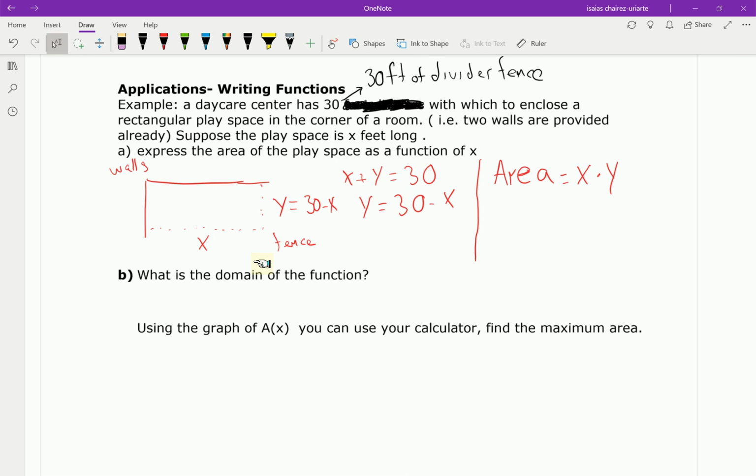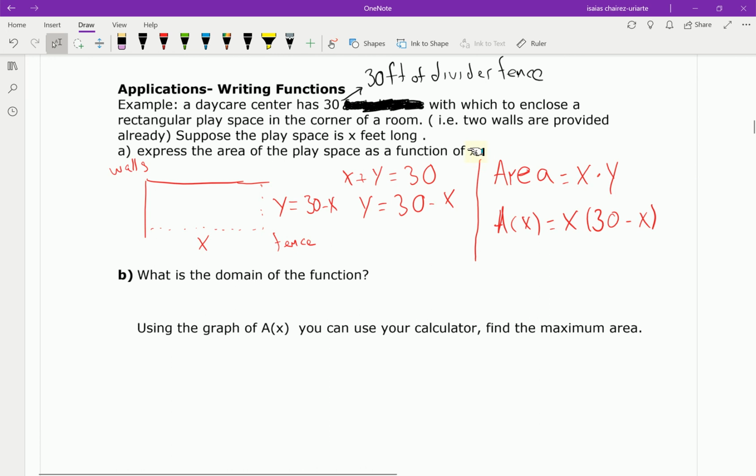But I don't want to just say x times y. Right now for part A, we wanted to express the area as a function of just x, not x and y. So our only variable should just be x. Well, we know that y is also equal to 30 minus x. So then I'm going to say that A of x is equal to x times 30 minus x, because that's what y is equal to. That's saying the same thing, x times y.